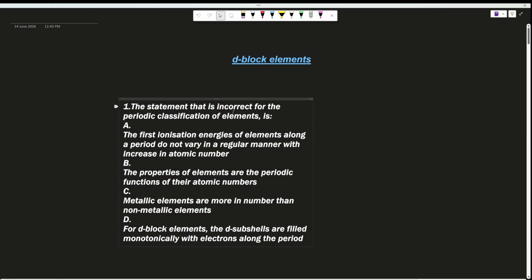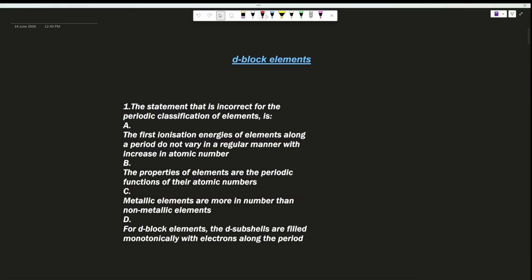The statement that is incorrect for the periodic classification of elements is. So this is in general for periodic classification, taking the entire periodic table. The first ionization energies of elements along a period do not vary in a regular manner with increase in atomic number. See, they are asking us which is incorrect, right? So here it says do not vary in a regular manner. That is true. In between you will get some D block elements. So in that case there will be an irregular manner, right? So this statement is true.